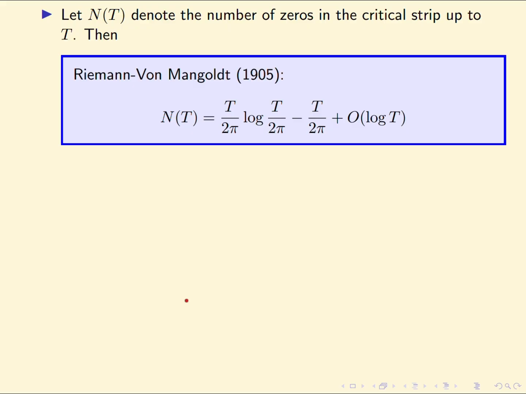Okay, so I'm going to state a sketch of the proof. Here's the theorem. Let N(T) denote the number of zeros in the critical strip up to T. Then the Riemann-von Mangoldt formula says N(T)... I've already explained this.